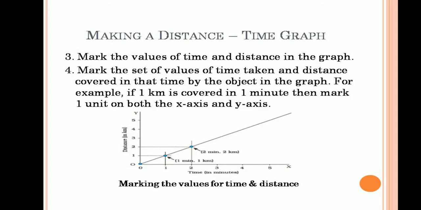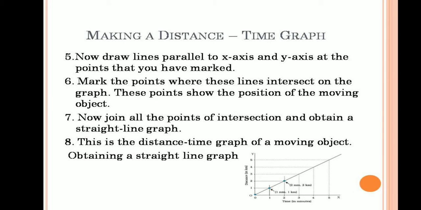Mark the values of time and distance in the graph. So now we are marking the values for time and distance. Now draw lines parallel to the x-axis and y-axis at the points that we have marked. Mark the points where these lines intersect on the graph. These points show the position of the moving object. Now join all the points of intersection and obtain a straight line graph. So this is the distance time graph of a moving object.